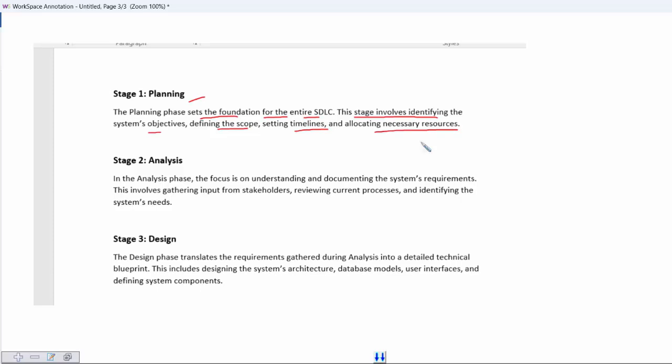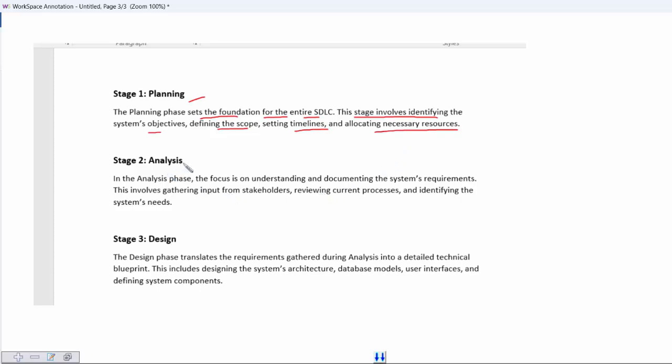That is all about the planning stage, because we have to identify the system's objective, what we are going to plan, and what problem that system is going to solve. What is the scope of that problem? What is the timeline? In which timeline are we going to complete the system? That is the structured direction. Okay, so that's stage one, planning.